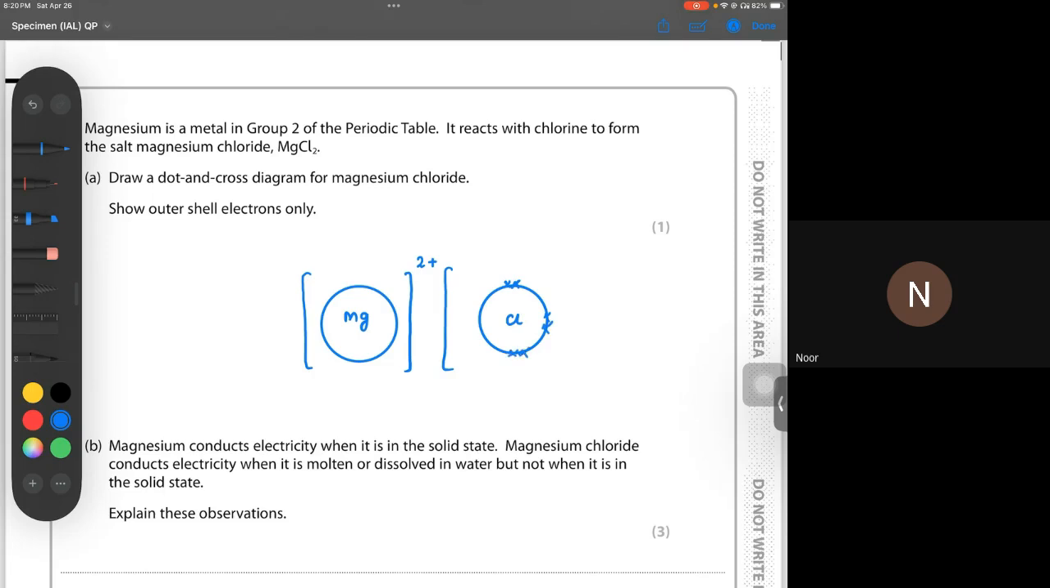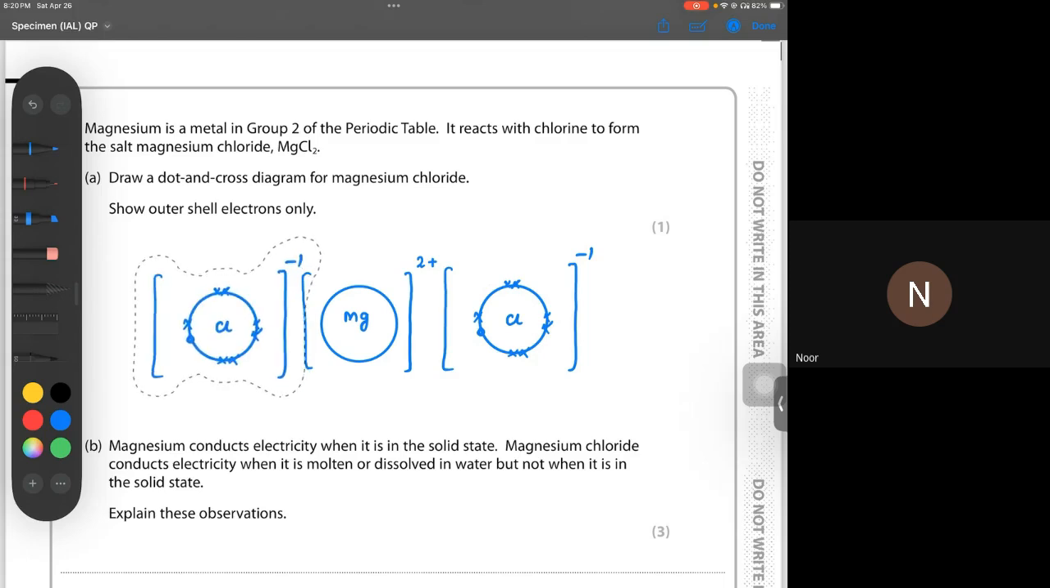1, 2, 3, 4, 5, 6, 7. Then this is the eighth one from the magnesium. Okay, minus 1. Same for the other one. Simple. Okay, easy, easy.